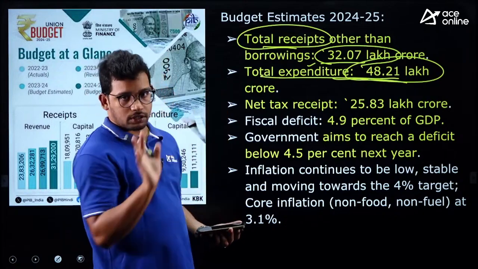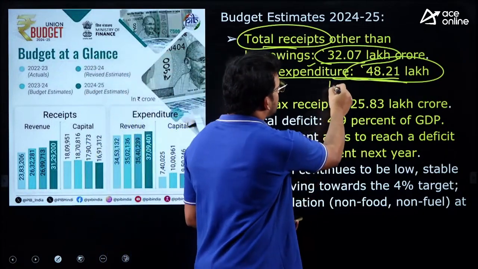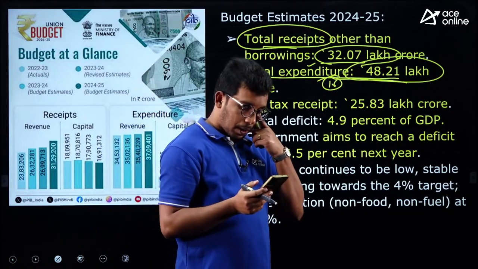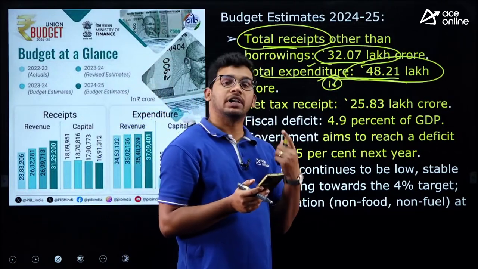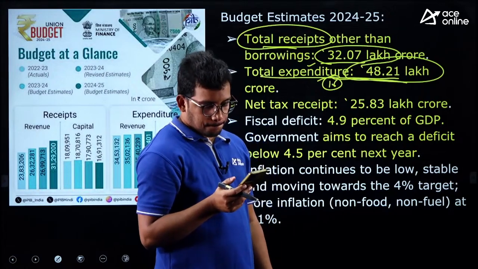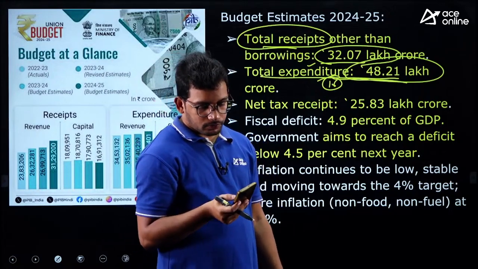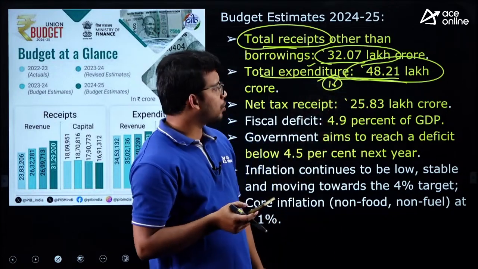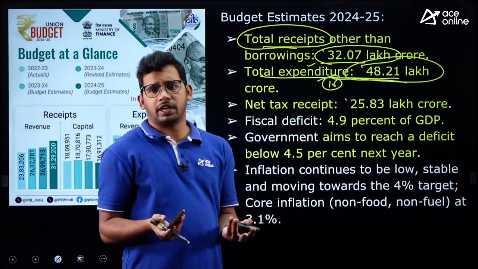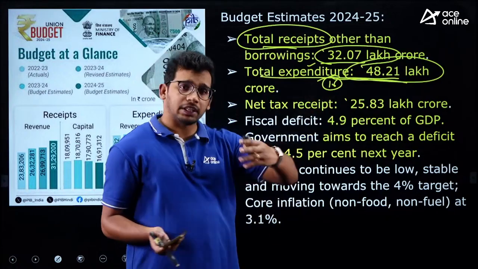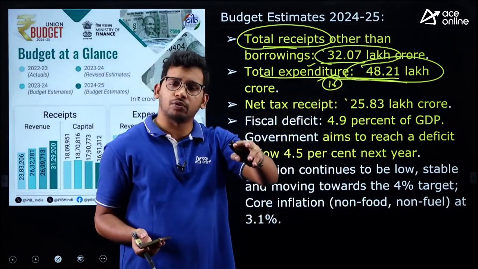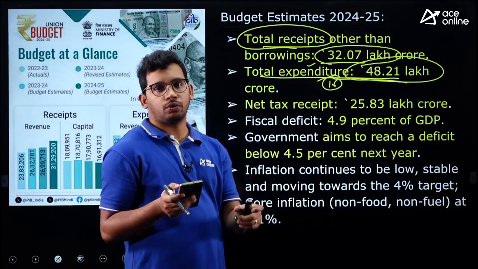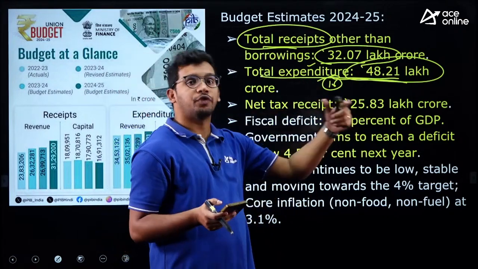Now how can we do this? The rest, how much? 16 lakh crore. How can government get it? What will government do? The total expenditure is 48.21 lakh crore and the total revenue is less. You need to spend 1000 rupees, but you are getting from your parents only 800 per month. So what will you do to get the 200 rupees? Here 16 lakh crores, where can government get it?